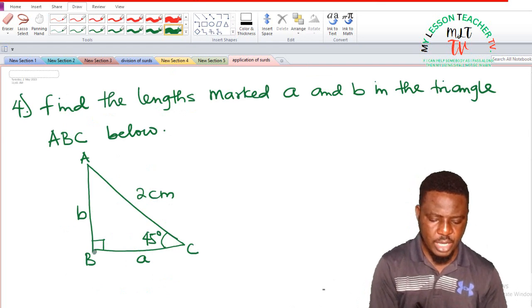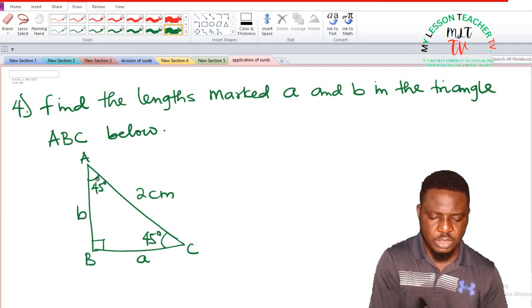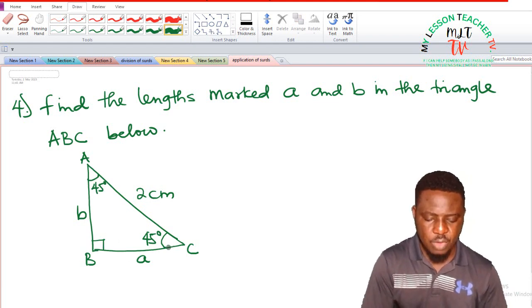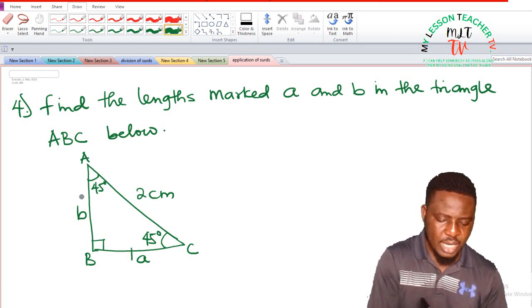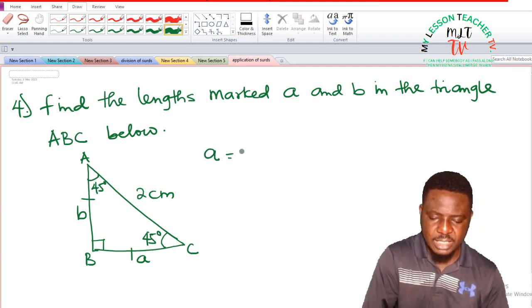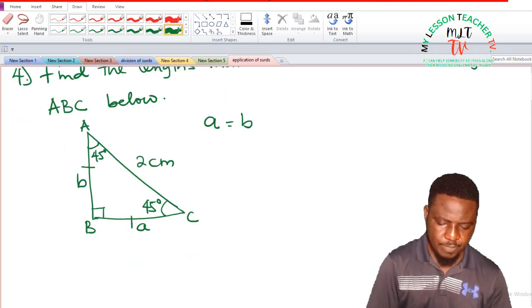Okay, now this is triangle ABC with angle 45 degrees. Invariably, that means this is also angle 45 degrees. And that gives me an isosceles triangle, because the base angles of an isosceles triangle are said to be equal. And once the base angles are equal, it therefore means that the other two sides are also equal. That means whatever I get as my A is equal to my B. So let's solve for A.